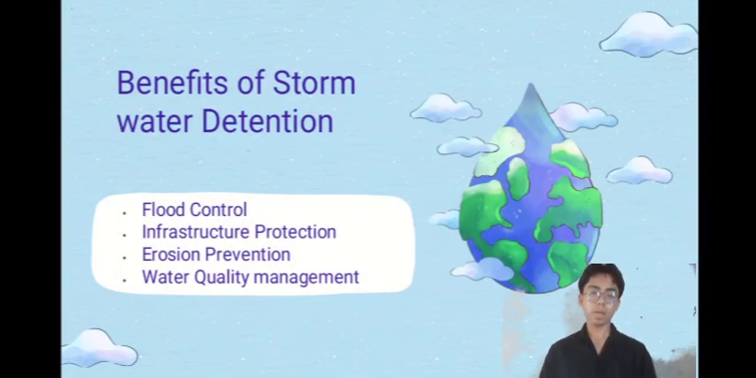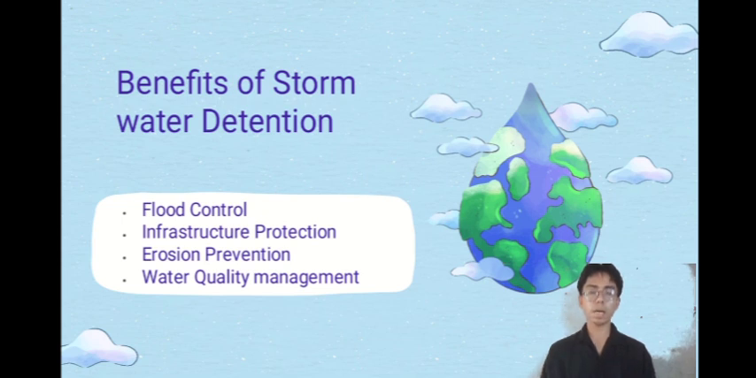Every infrastructure that a civil engineer builds has its own benefits. Now, these detention systems that engineers build have benefits such as the following. A stormwater detention system offers several advantages. The first one is flood control. By attenuating peak flows, detention systems help prevent flash flooding in urban areas. The second one is infrastructure protection. This reduces the risk of overloading stormwater drains, pipes, and treatment facilities.